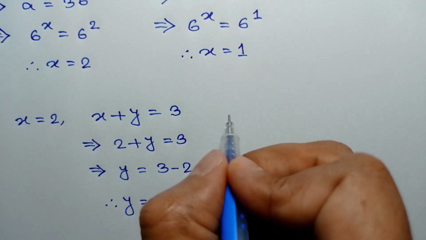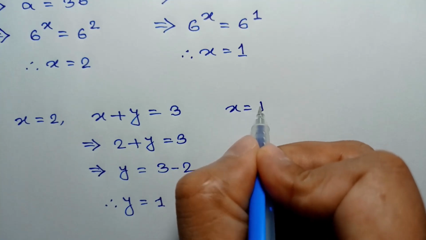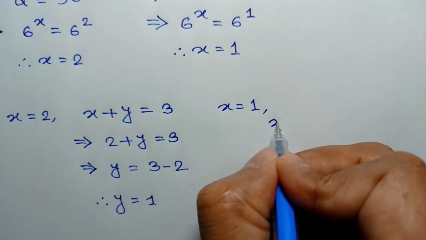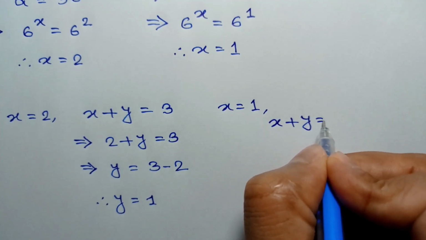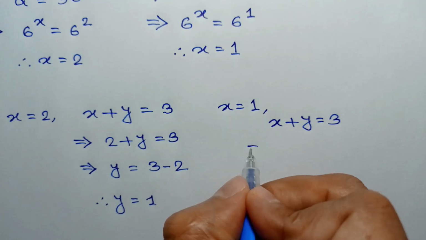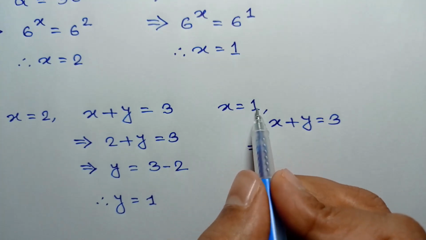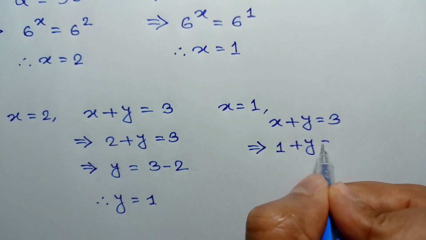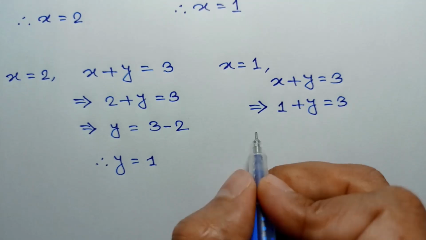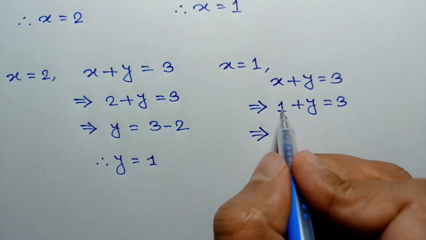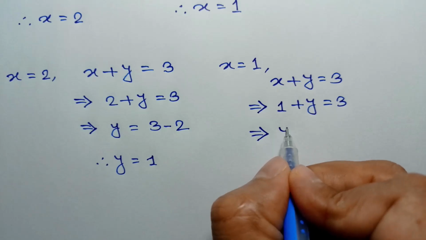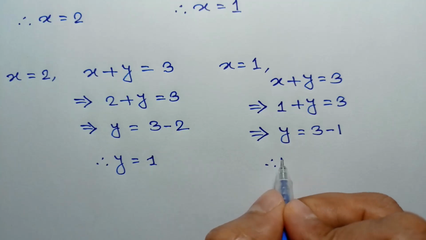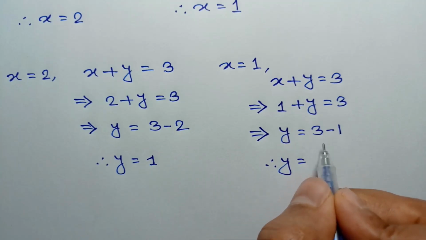Again, when x is equal to 1, then from equation 2 we can write x plus y is equal to 3. Substituting the value of x is equal to 1 here, we can write 1 plus y is equal to 3, or taking this 1 to the right side, we can write y is equal to 3 minus 1. So the value of y is equal to 3 minus 1, which is 2.